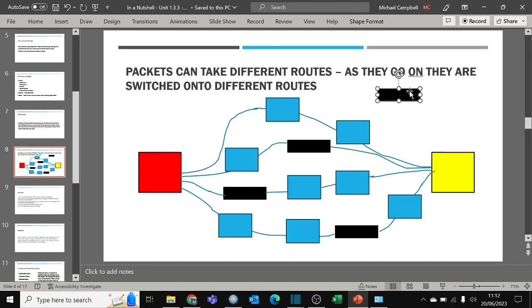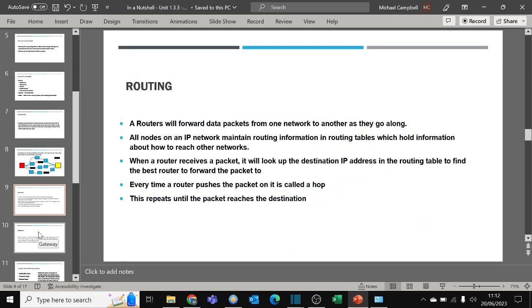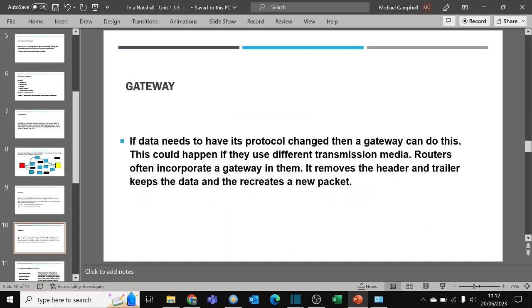Some, like TCP/IP, will ask for the packet to be sent again. Anyway, so what's a gateway then? Right.